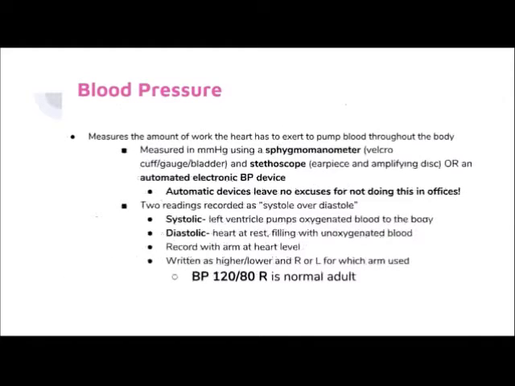The blood pressure should be 120/80. And this is a measure of the heart as it is pumping and the heart at rest as it is filling. So systolic, the higher number, and the first number that we list and the first sound that we hear, is the left ventricle pumping blood into the body, oxygenated blood. The diastolic is the heart at rest, when it's filling with deoxygenated blood. And we typically take this with a sphygmomanometer and a stethoscope, or the automated device.